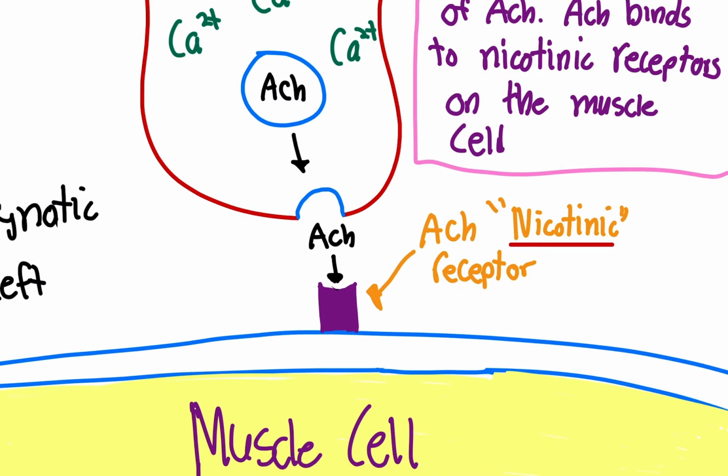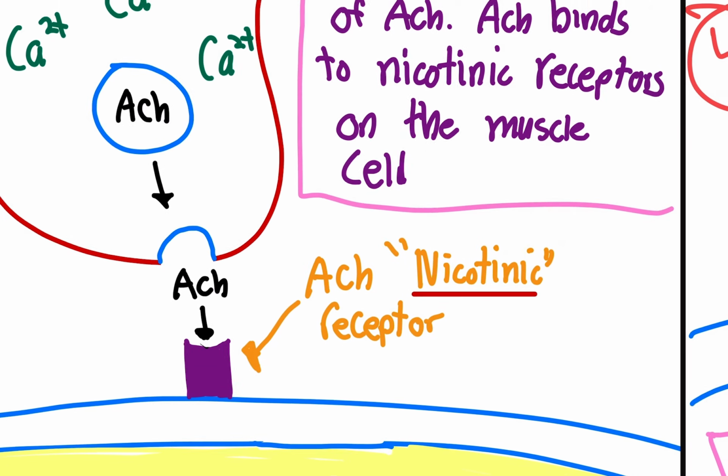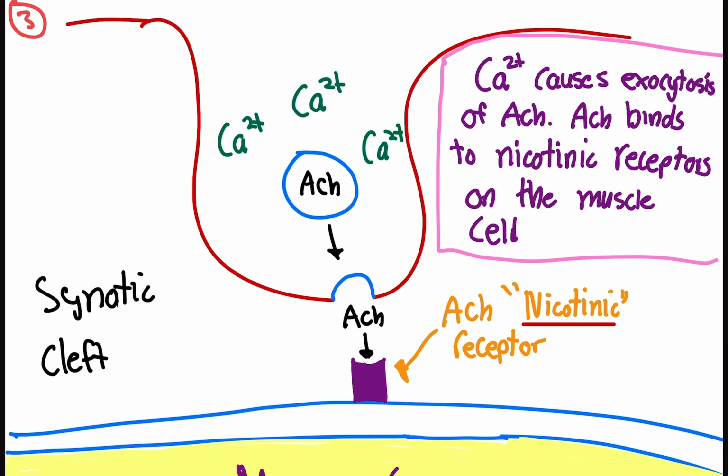The acetylcholine binds to a receptor for acetylcholine on the muscle cell. The name you need to really remember, because you'll probably be tested on this, is the nicotinic receptor. The acetylcholine receptor is also called a nicotinic receptor. This is its official name. If you're going to be tested on it, it's going to be nicotinic. It sounds like nicotine. I don't know why, but it's nicotinic.